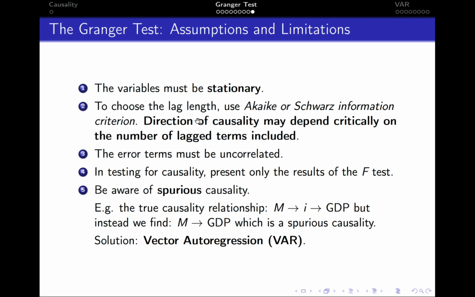There is also a nice suggestion for you: when you will be testing for causality, there is no need to present the estimates of the lagged coefficients. You just need to present the results of the F test, and this will be enough.